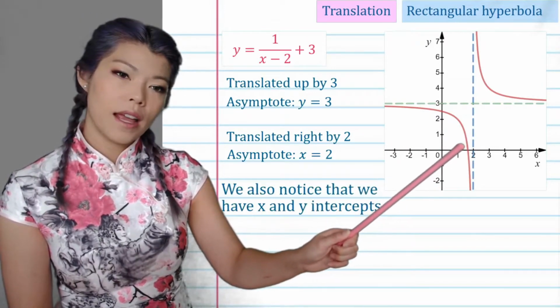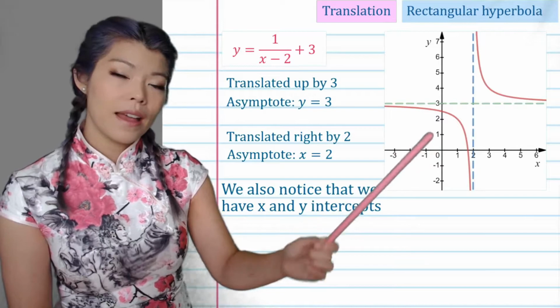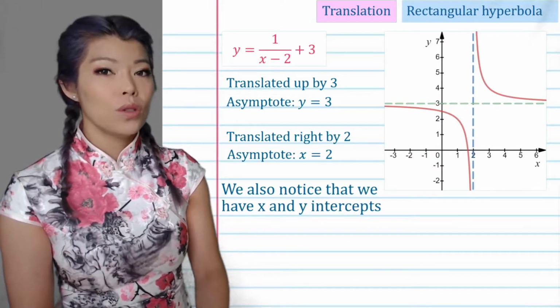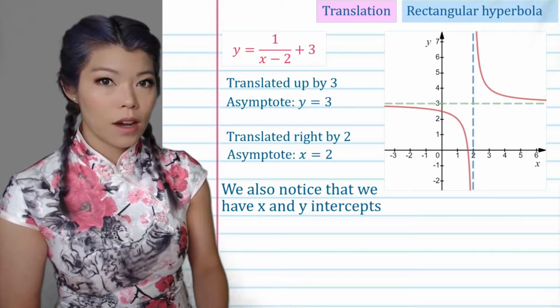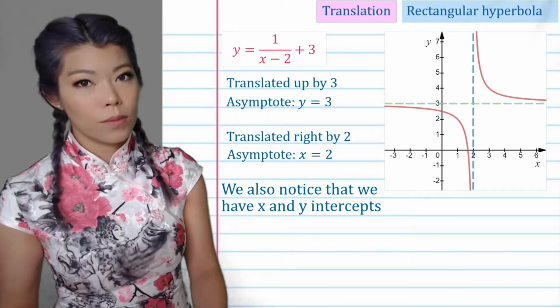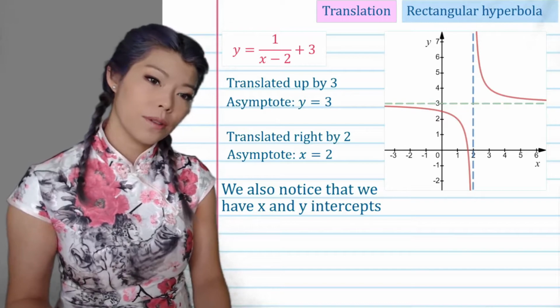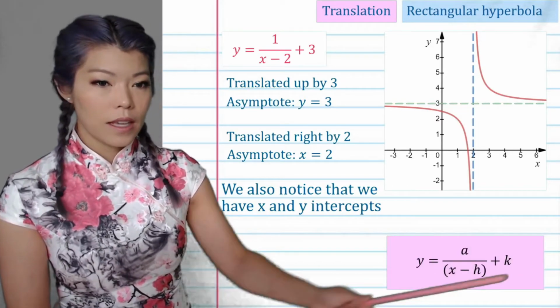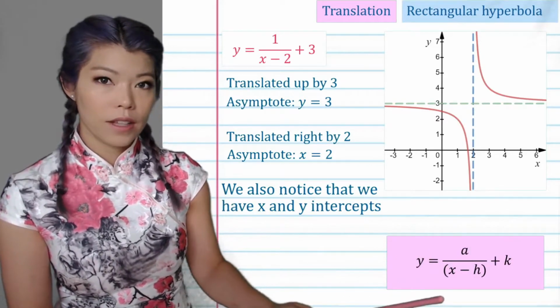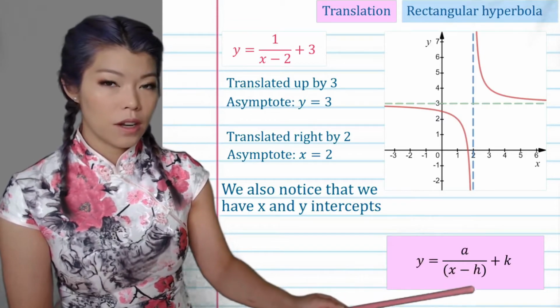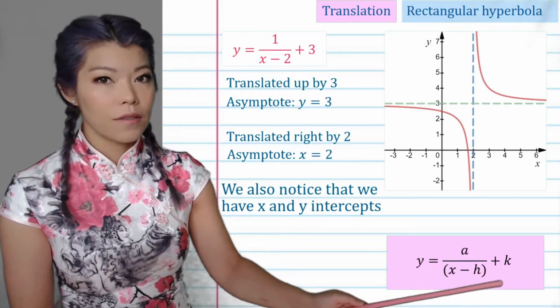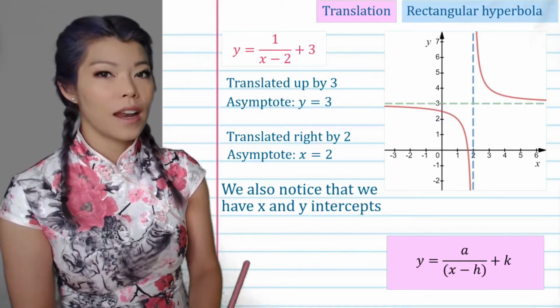We also notice something about this graph. It has an x-intercept and a y-intercept, and again, to figure out what they are, you do the usual technique of substituting the other variable as 0. So if you want to look for the y-intercept, substitute x equals 0, and vice versa. So here's our standard equation for a rectangular hyperbola. h is the horizontal translation, k the vertical, and a is our dilation.